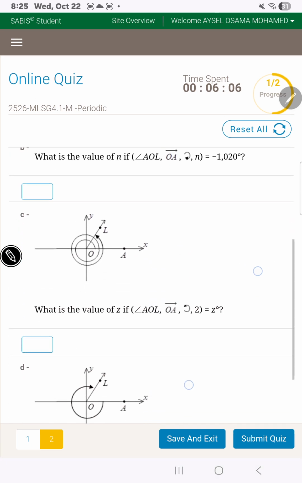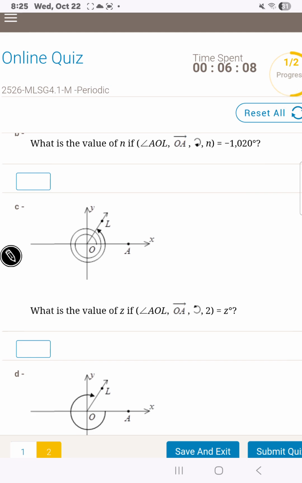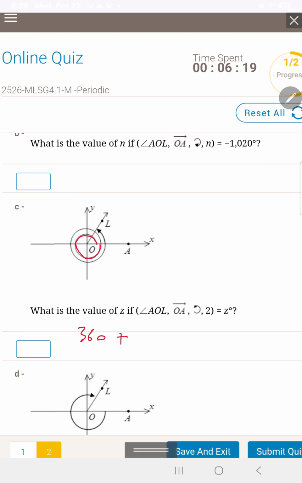For question C now, we want to move 2 rotations in the anti-clockwise direction starting from OA. So that's the first one, this means 360 plus, that's the second one, 360 plus 60. 360 plus 360 is 720, plus 60 is 780, so here the answer will be 780.